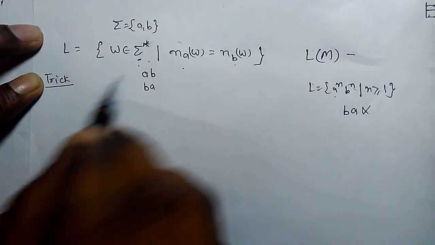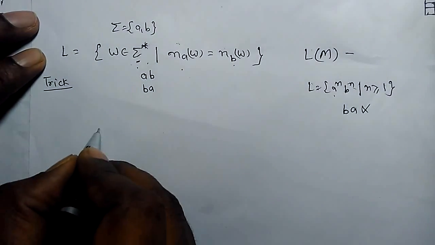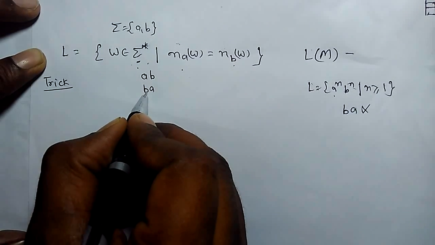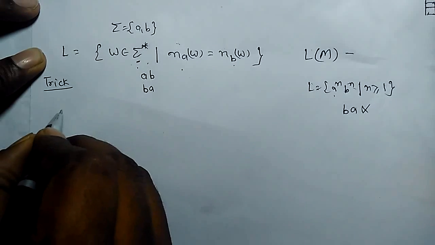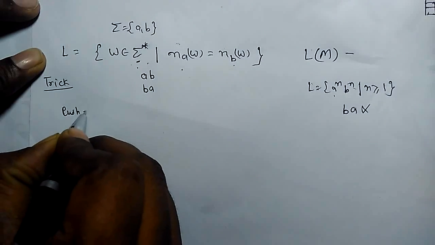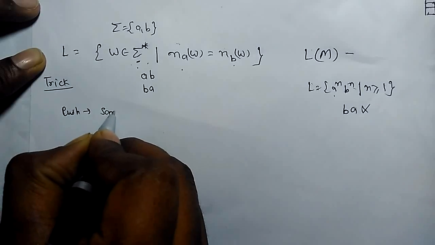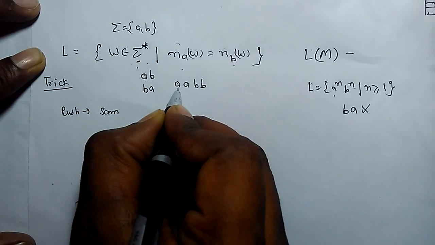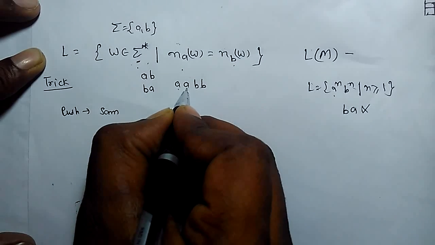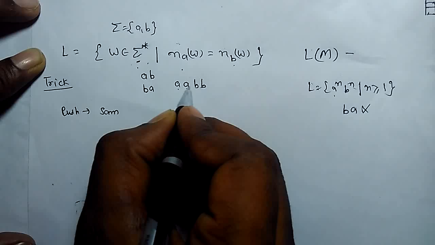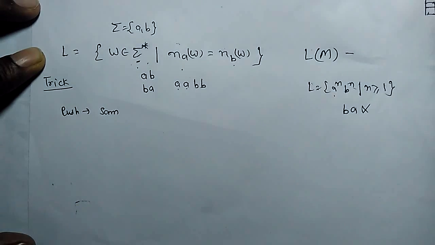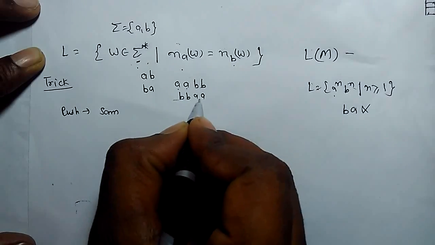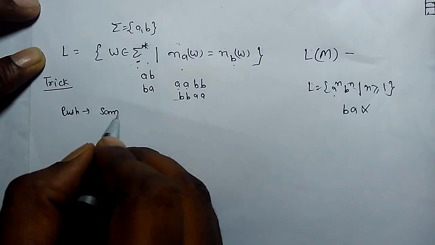So the PDA for this language is: whenever you see a string of the same character, you perform a push operation. Same character means if it is a string like AA and BB, you read A, then you read A again, and it means you have to perform a push operation. This logic should be there, or BBAA, for this also we can use the same logic.